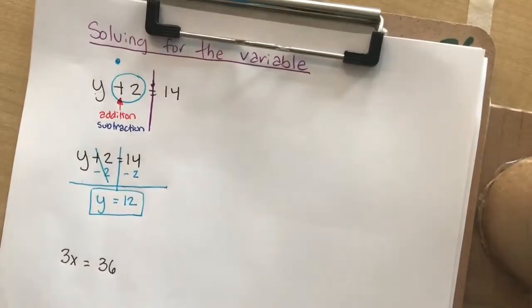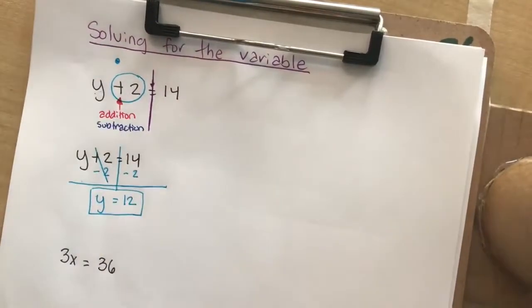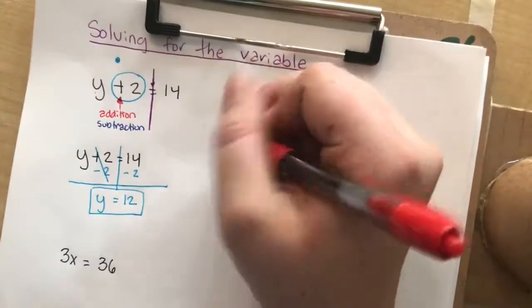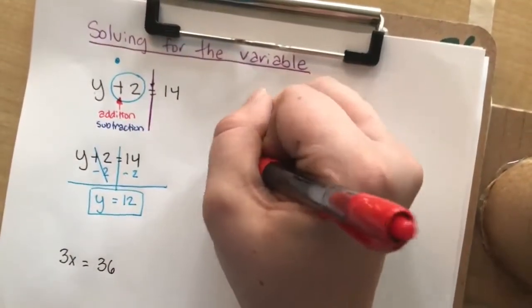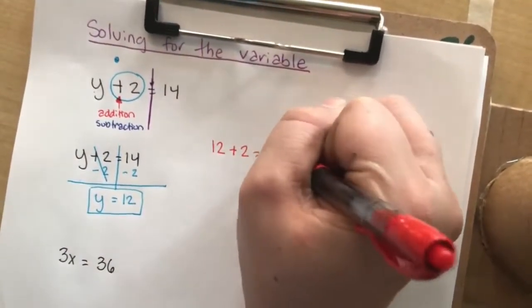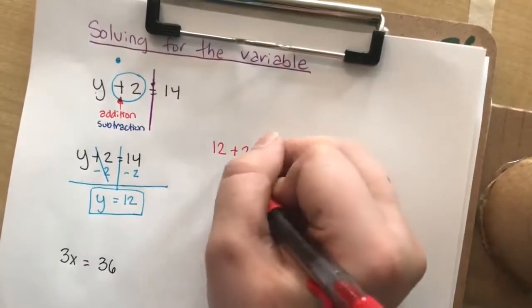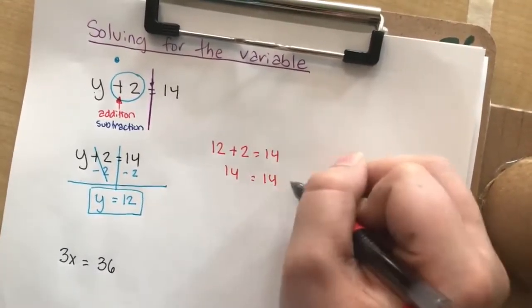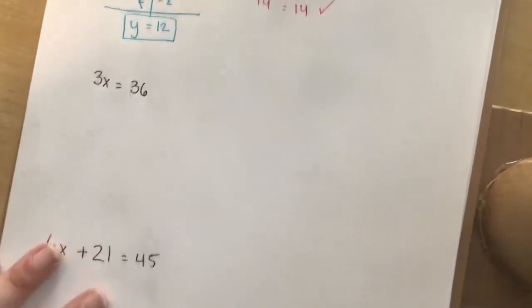And that's my answer. I could check my work by plugging 12 into this equation and making sure it still works. So if y is 12, 12 plus 2 equals 14. 12 plus 2 is 14. 14 does equal 14, so I know I got it right.